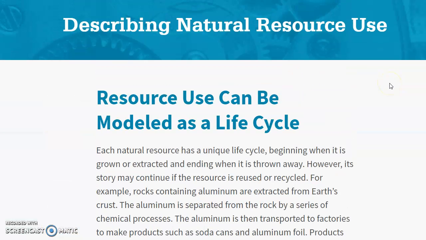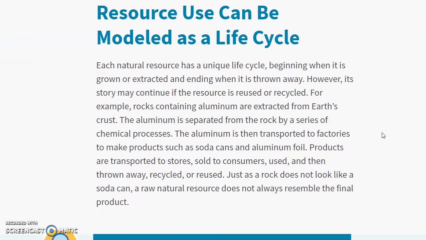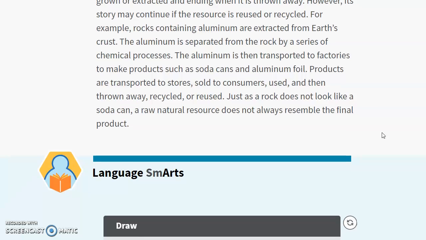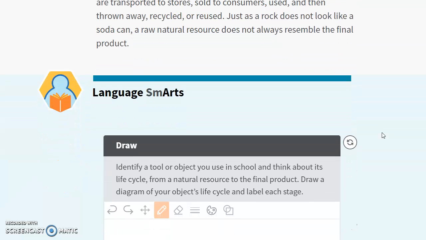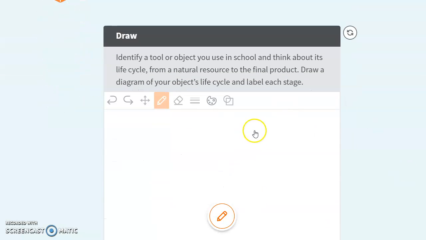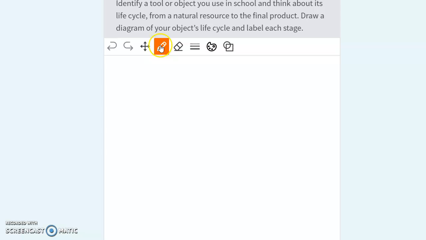Okay, so starting on exploration two, it's about how resources can be modeled as a kind of life cycle. So you take it out of the ground, and then what happens to that product for it to go into a store, so someone can use it, then it gets thrown away, and what does that cycle look like? So they say something that you use in school. So the first thing I thought about actually was a pencil because they have this pencil right here.